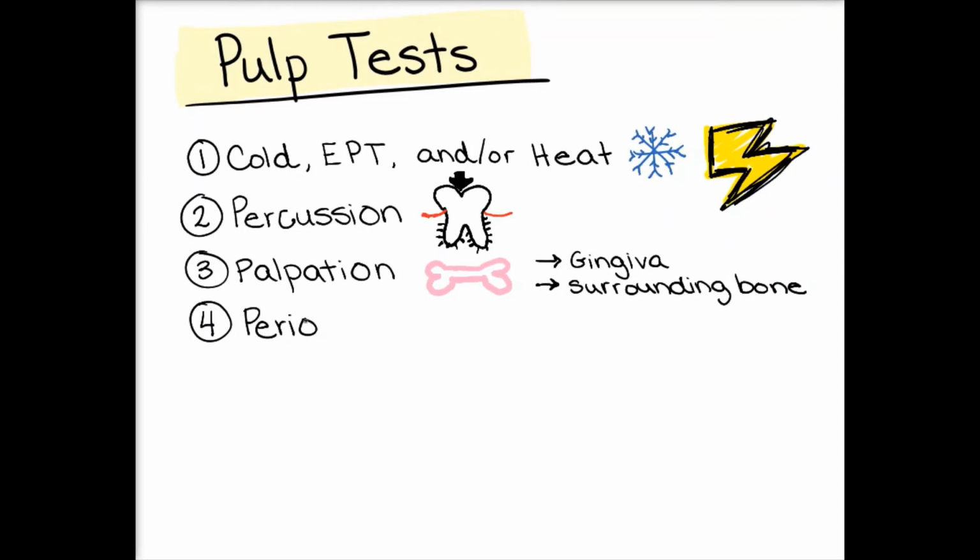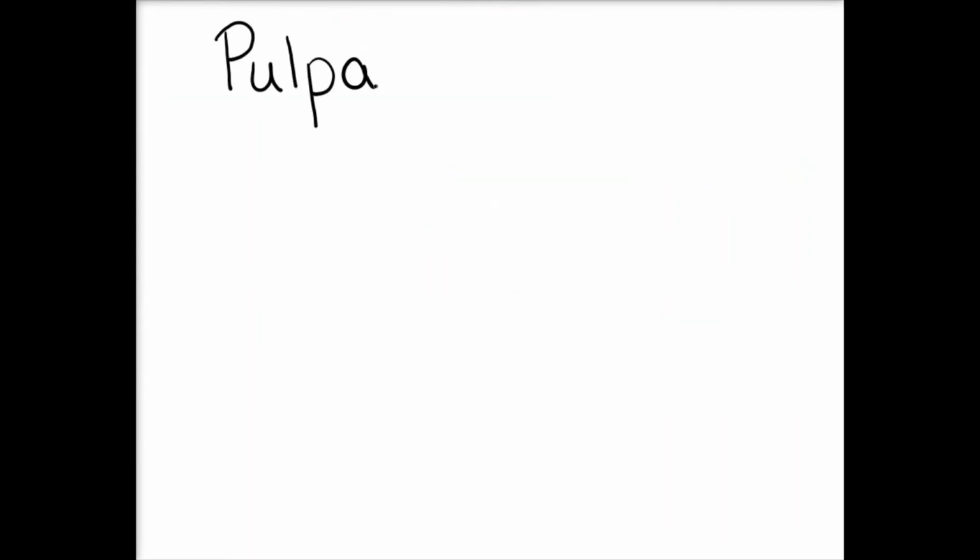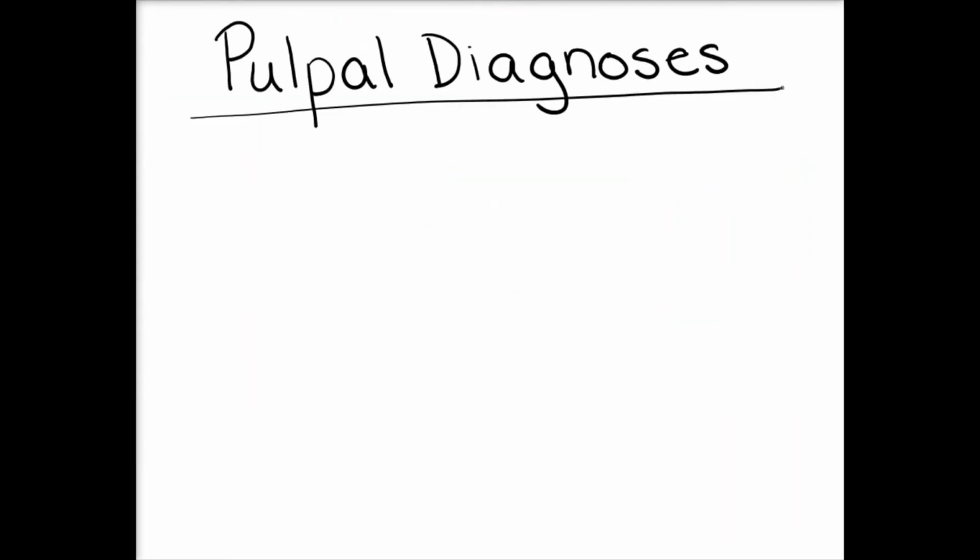Next thing that needs to be done is a sort of mini periodontal exam in the region in question. You'll assess probing depths and tooth mobility. Remember that pulpal inflammation can be of endodontic or periodontal origin. And finally, radiographs of the tooth in question are key to the diagnostic process. Now we can really begin to discuss pulpal diagnoses.